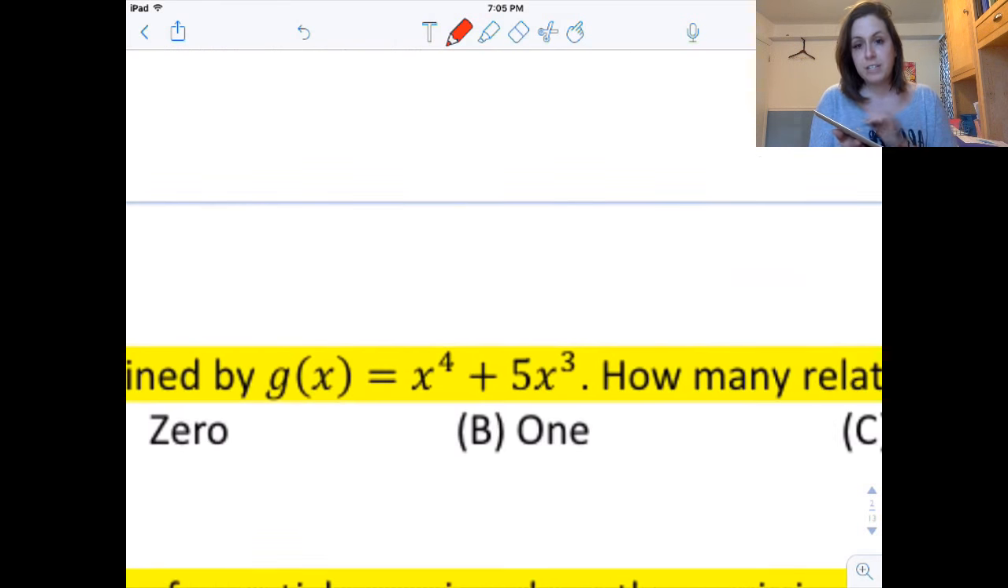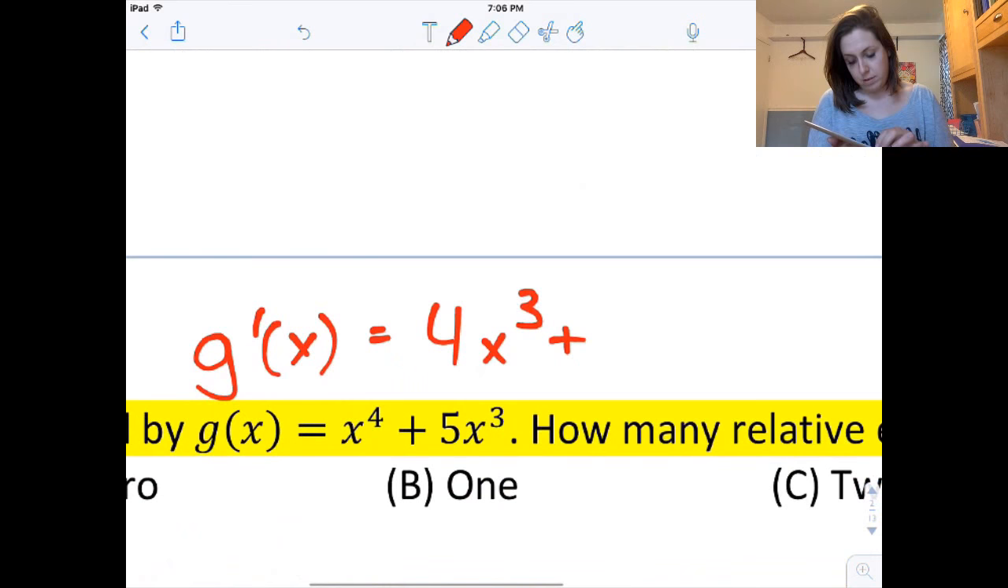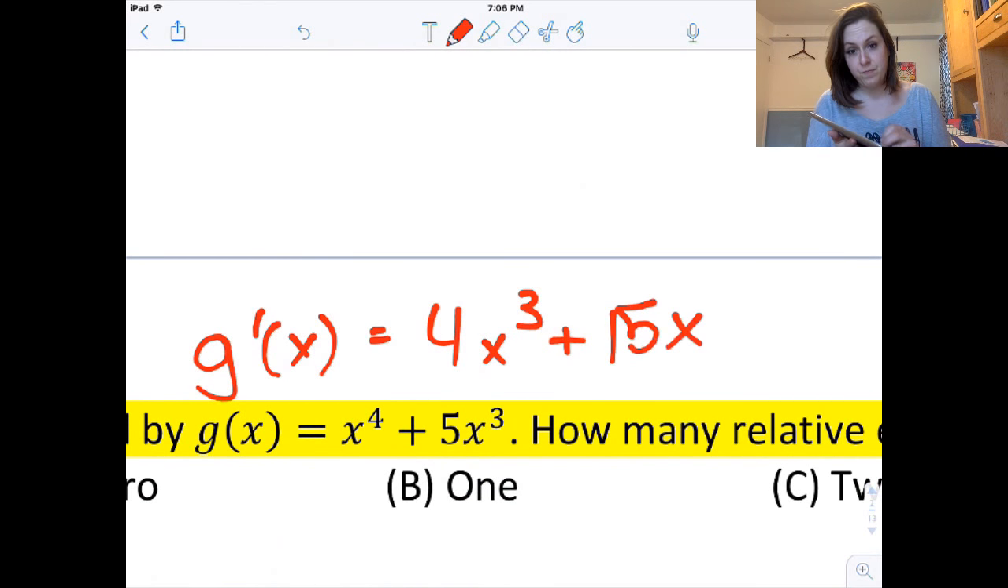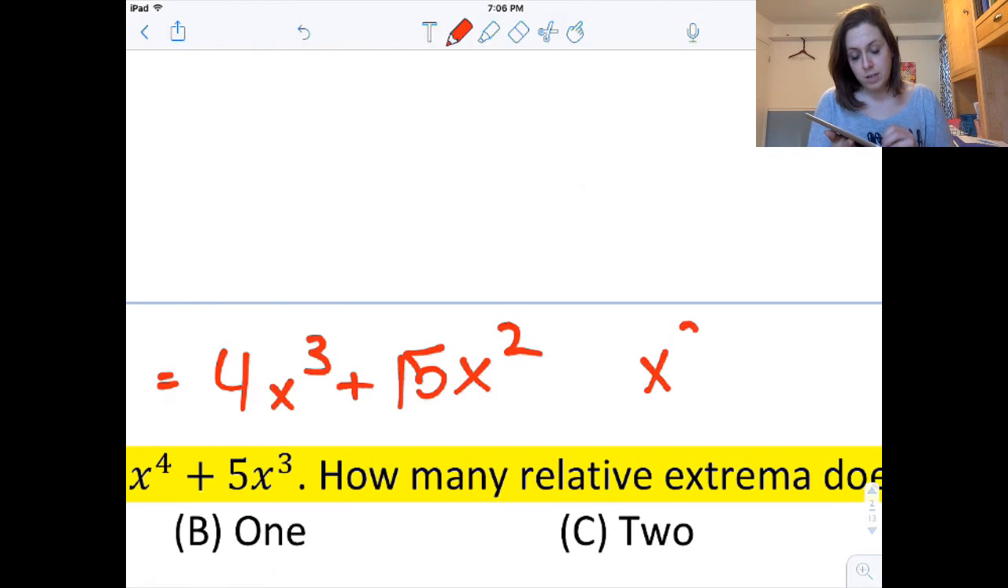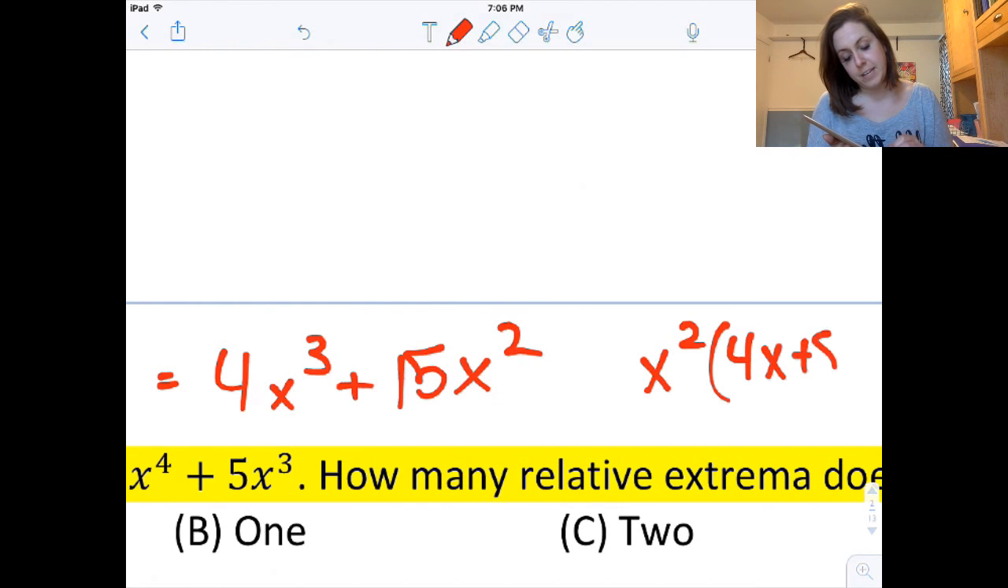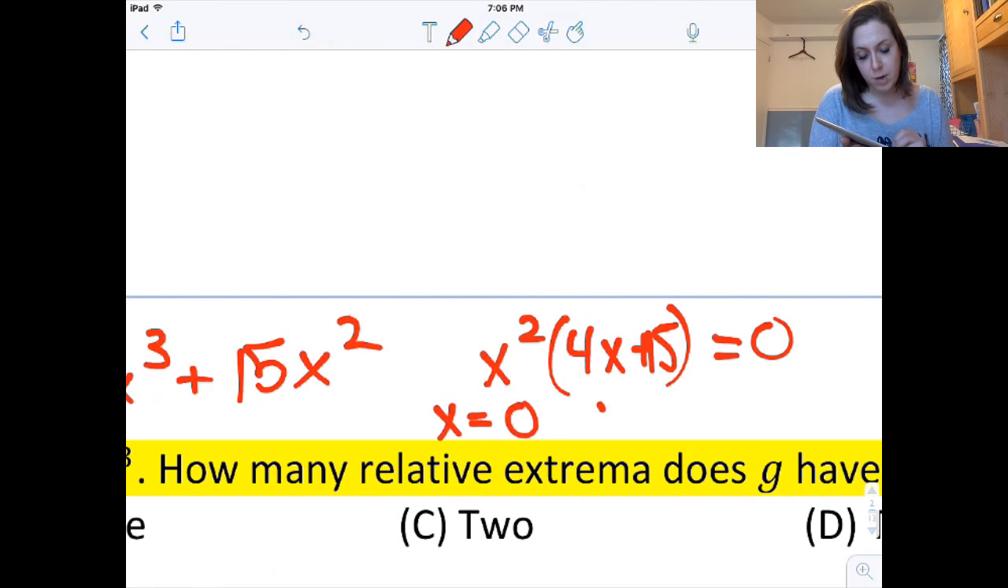So g prime would be 4x cubed plus 15x squared, right? And I'm going to factor out x squared. So I would have 4x plus 15 equals 0. So I have 2 critical values. I have a critical value at x equals 0 and a critical value at negative 15 over 4.